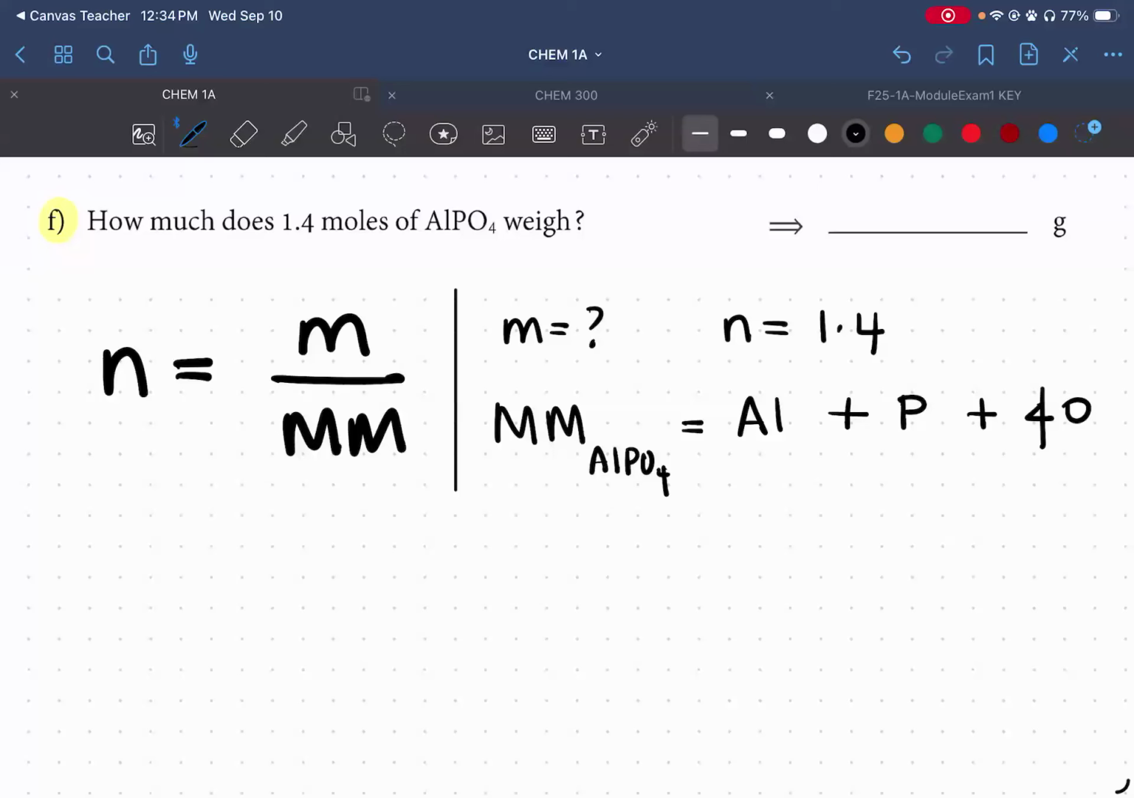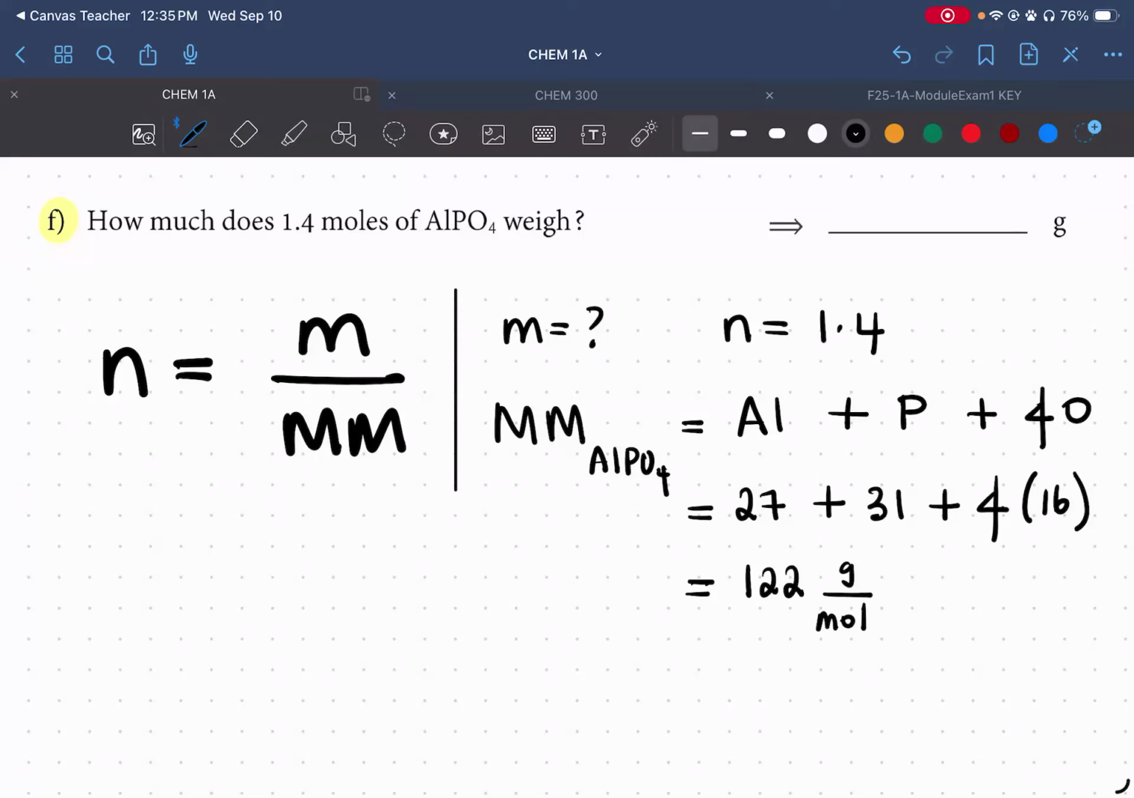All right, when I find it on the periodic table, aluminum is 27 grams when rounded. Phosphorus is 31. There are 4 oxygens, of which each is around 16 grams. We put this on our calculator, 4 times 16. It's a 31 plus 27. We get 122 grams per mole.